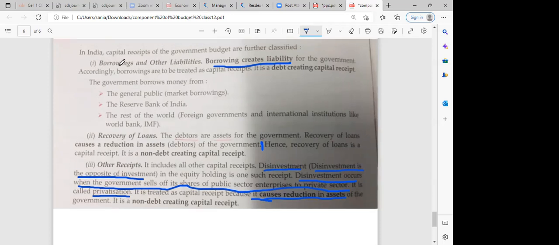Borrowing and other liabilities increase or create liability. Also write this: the government borrows loans from the general public, market borrowing, the Reserve Bank of India, or the rest of the world like the World Bank and IMF. Questions sometimes come on where the government borrows money. Then recovery of loans, till here you have to write, and then other receipts. Instead of other receipts, you can write disinvestment.